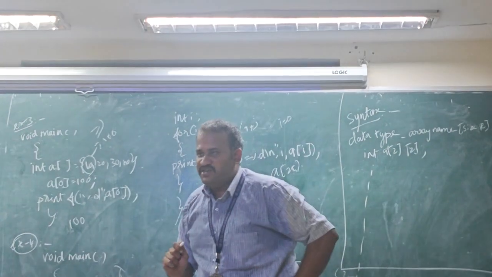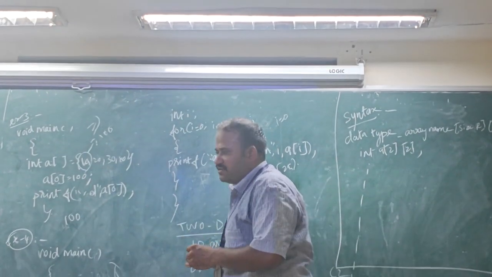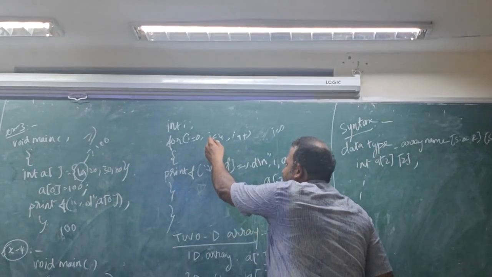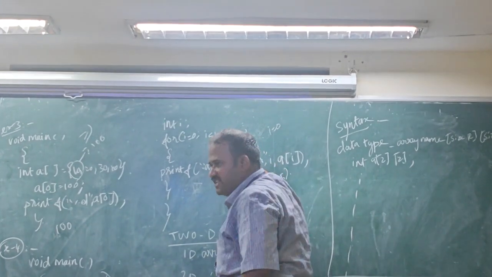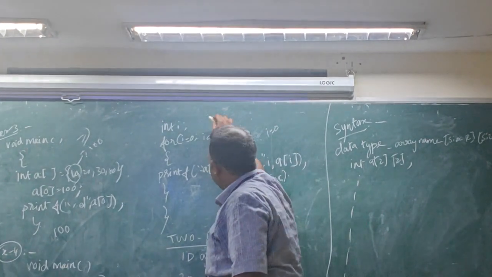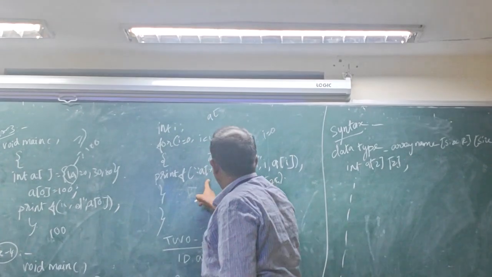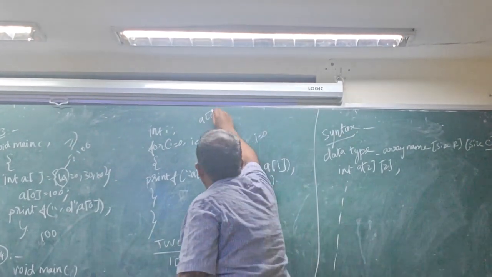Actually, how does a for loop work? Initially, I am initializing value I. So I equal to 0. It will check the condition I is less than 4. What is I value? 0. So it is less than 4. If it is less than 4, first it will print, correct? What will it print? A of 0. So that's what I have given here, the printf statement. A of 0.